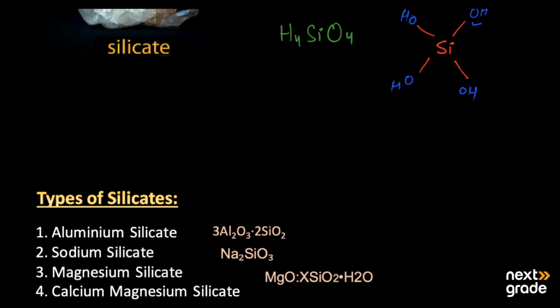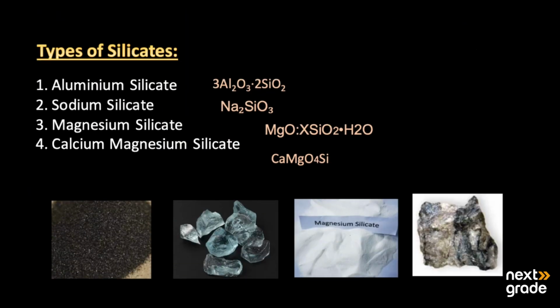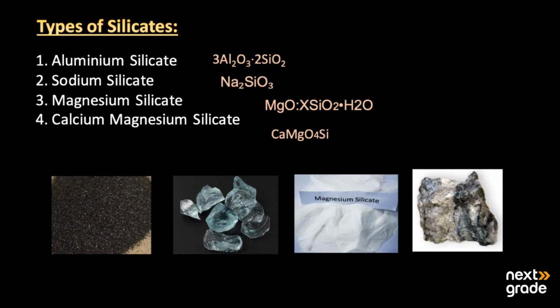There are many types of silicates. We have 4 types. The first one is aluminium silicate. In aluminium silicate, aluminium oxide plus silicon dioxide combine, forming aluminium silicate. This is also known as the mineral salt or the aluminium salt of silicon.